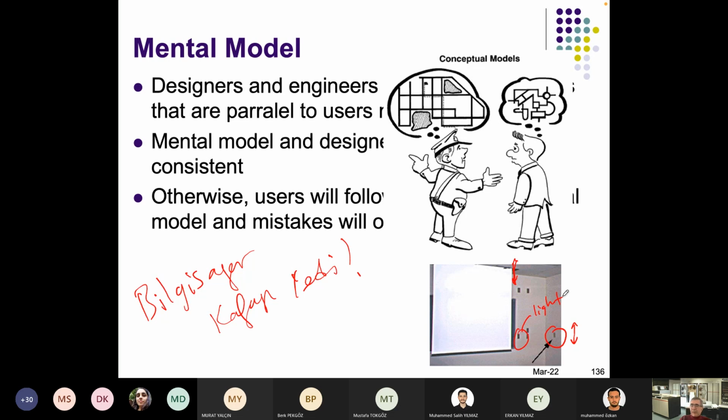The switch farther away controls the light. If they are connected vice versa, users will follow the way they think based on what I said. So there will be mistakes. And those mistakes are not user mistakes. Those mistakes are designer mistakes, engineering mistakes. Don't blame the user for pushing the incorrect button.